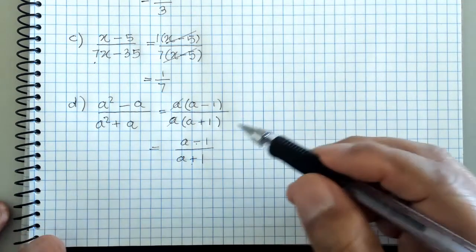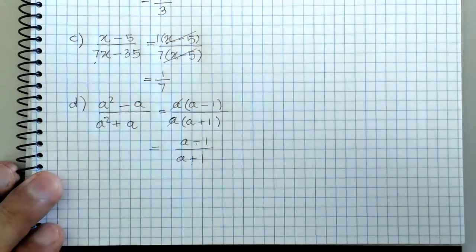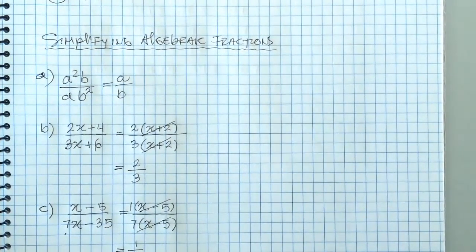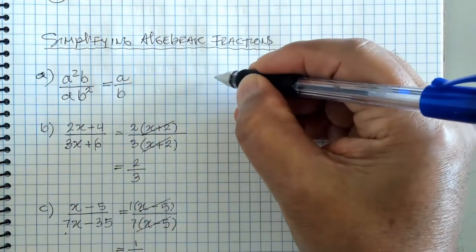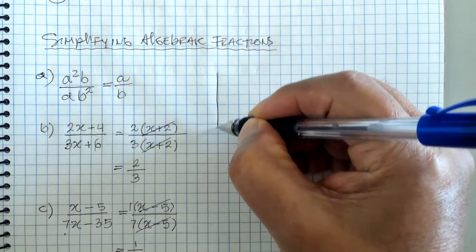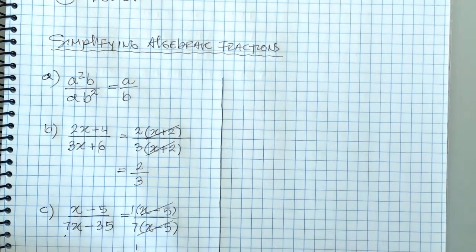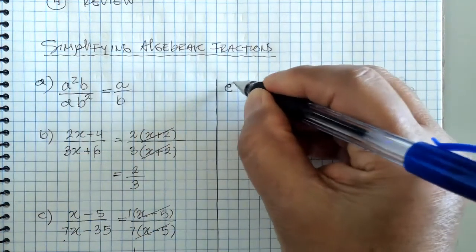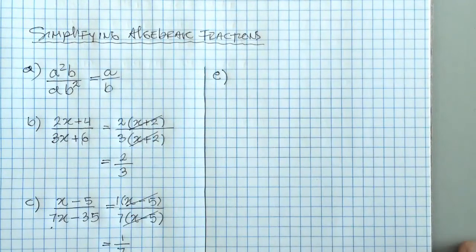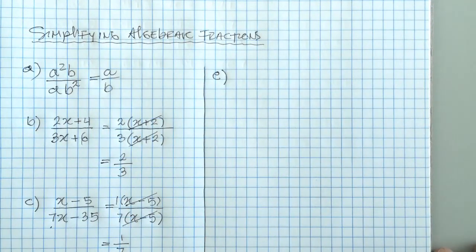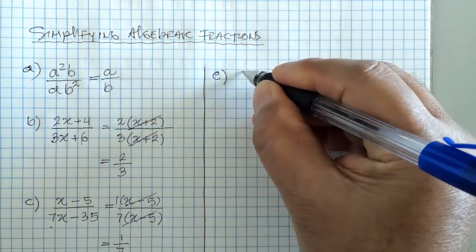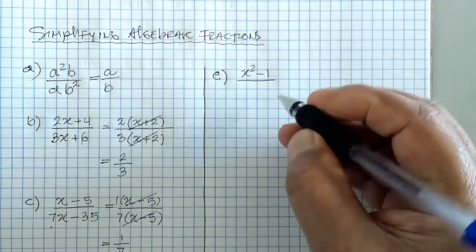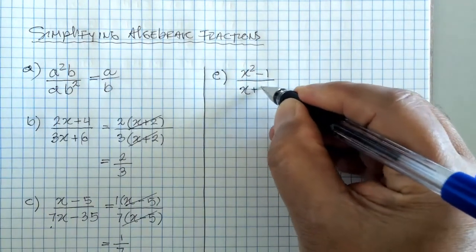So let's do another question. Like I say, these get a little bit more challenging. So you're gonna put a line right there in the middle. So A, B, C, D, E now. All right, let's do question E. Question E is x squared minus 1 divided by x plus 1.